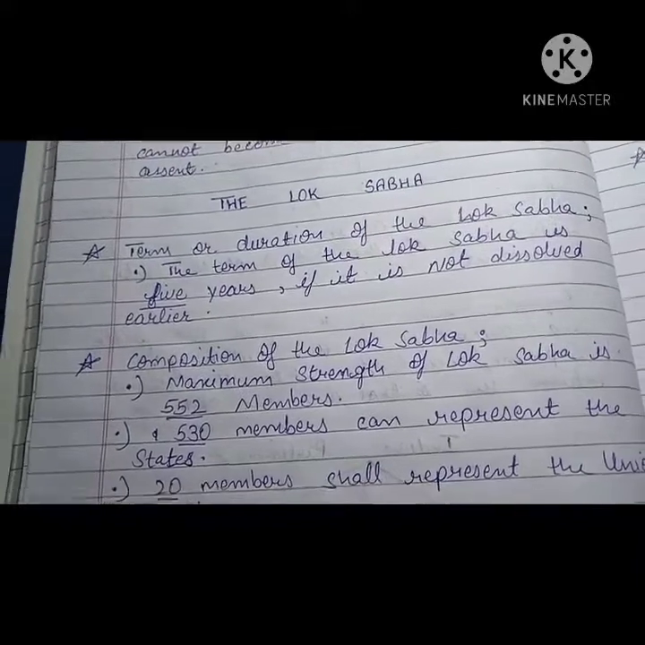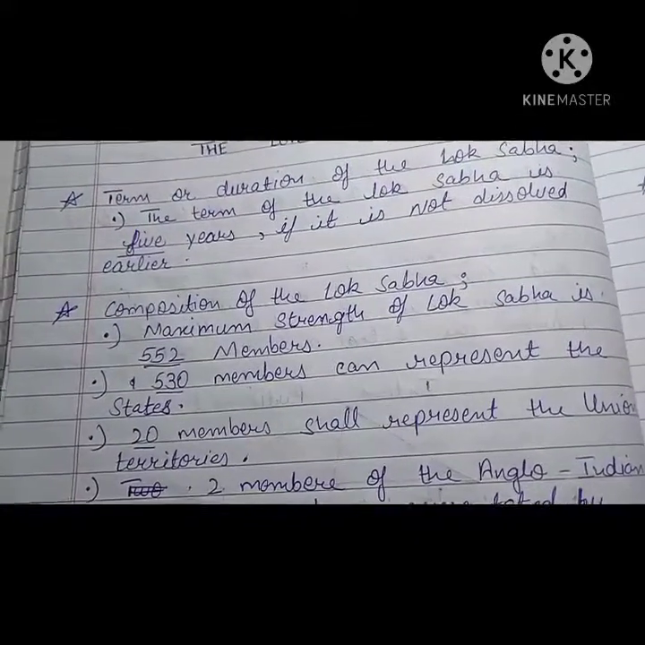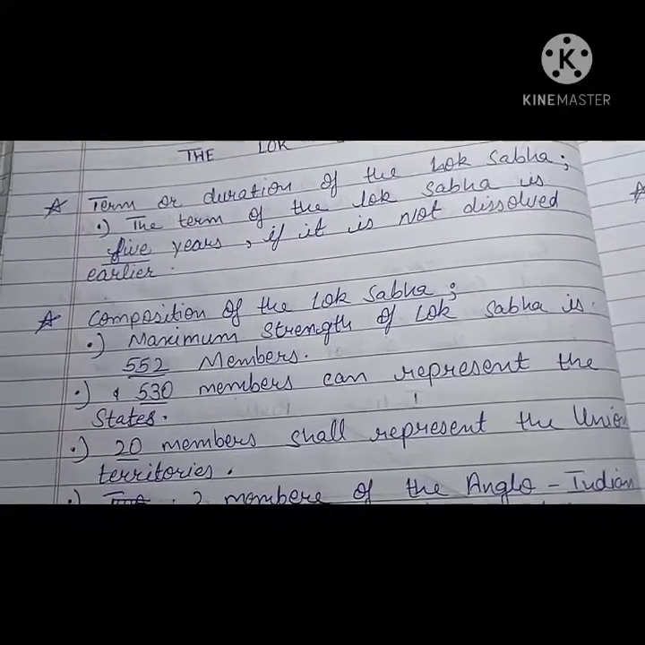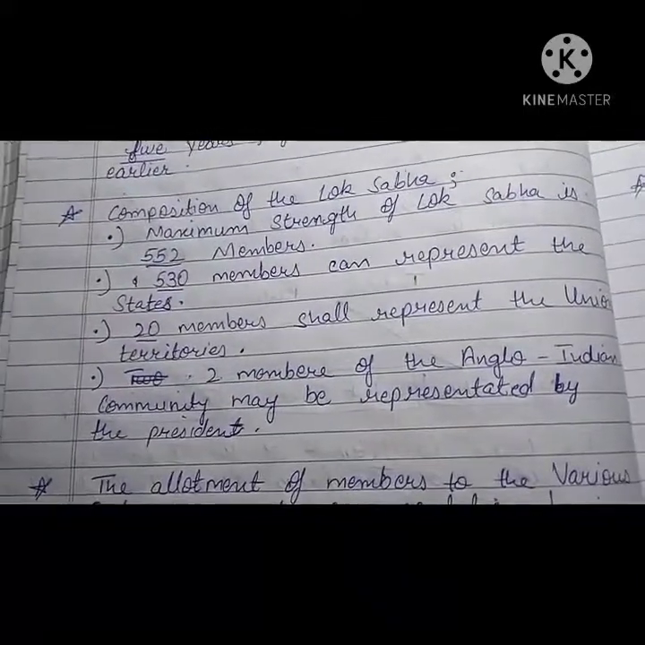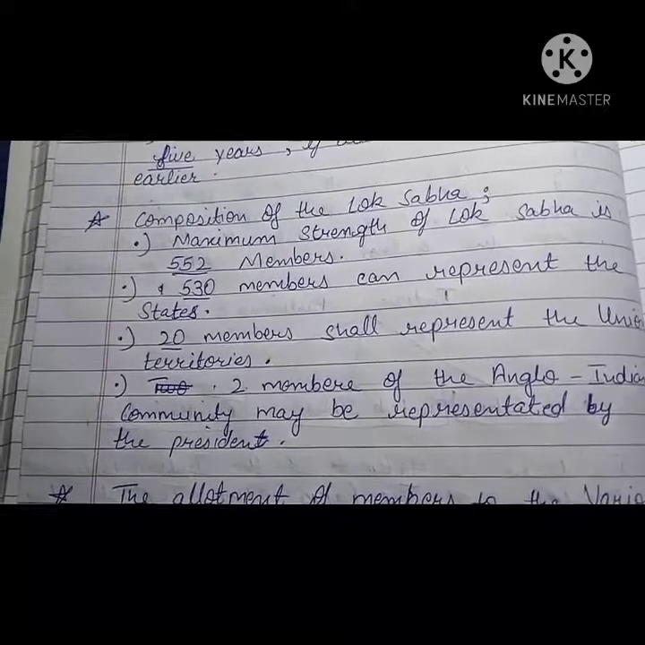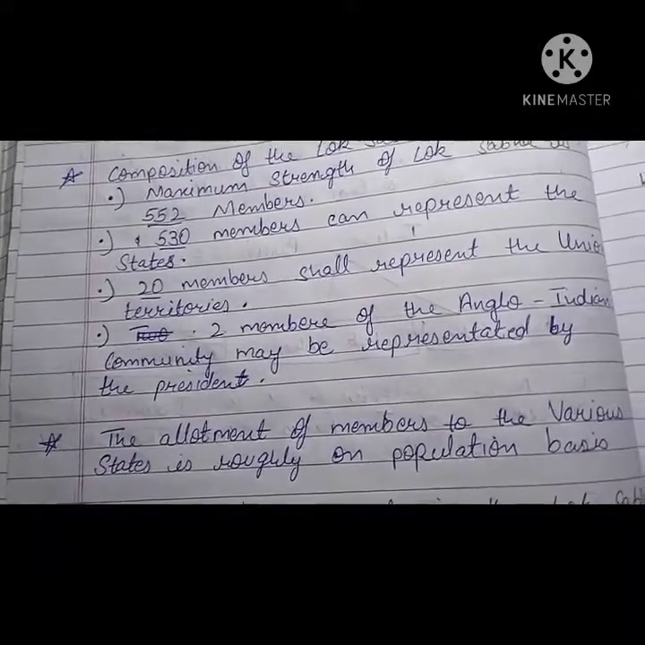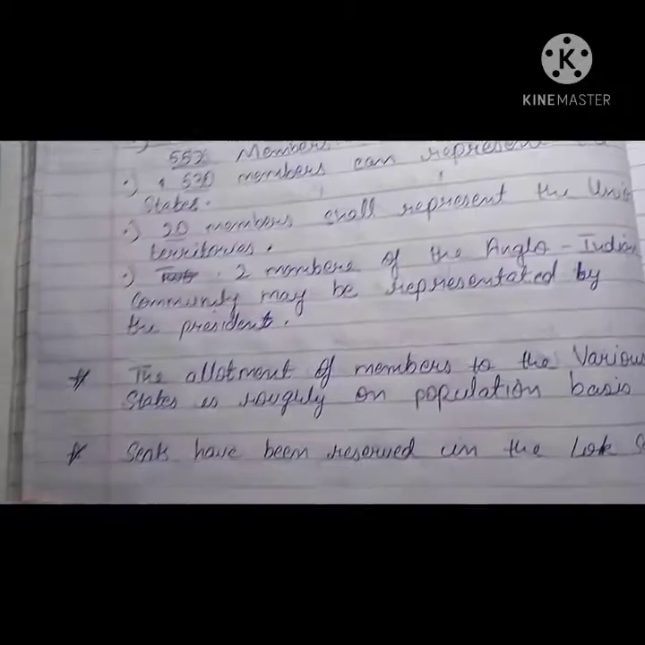Composition of the Lok Sabha. Maximum strength of Lok Sabha is 552 members. 530 members can represent the states. 20 members shall represent the Union Territories. 2 members of the Anglo-Indian community may be nominated by the President. The allotment of members to the various states is roughly on population basis.